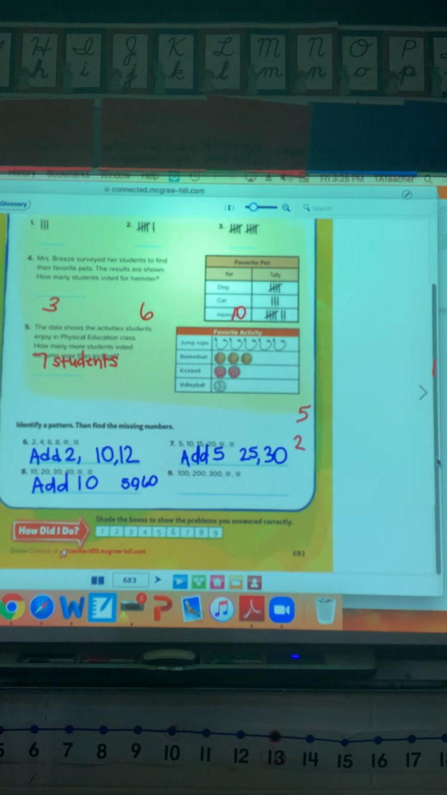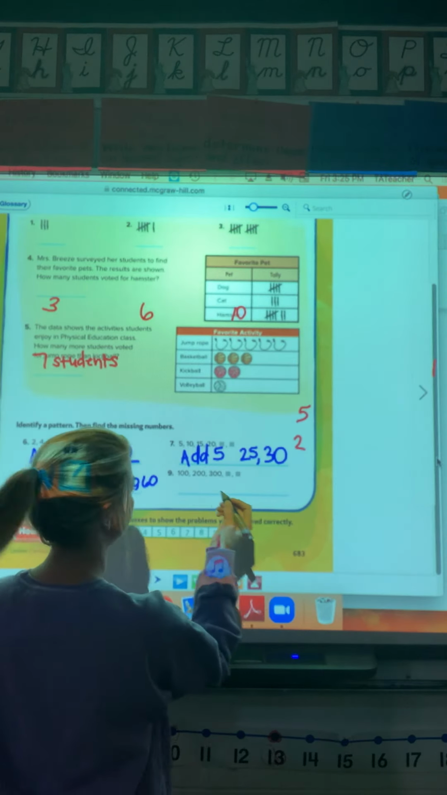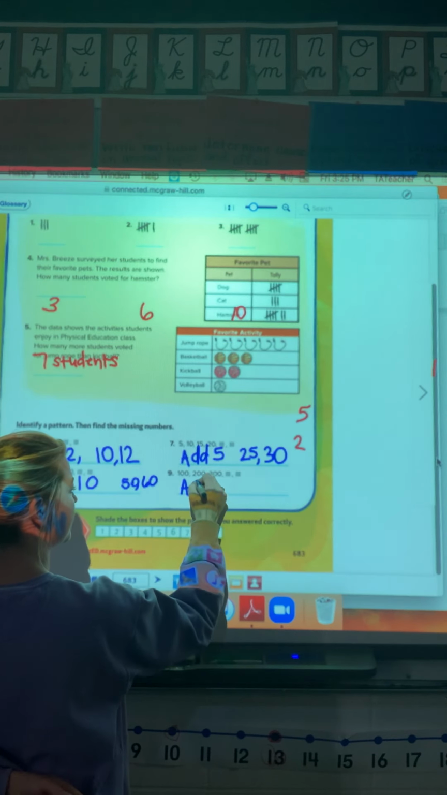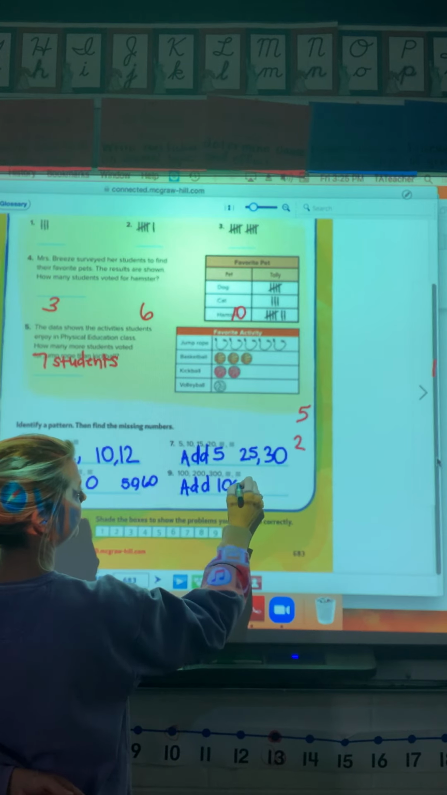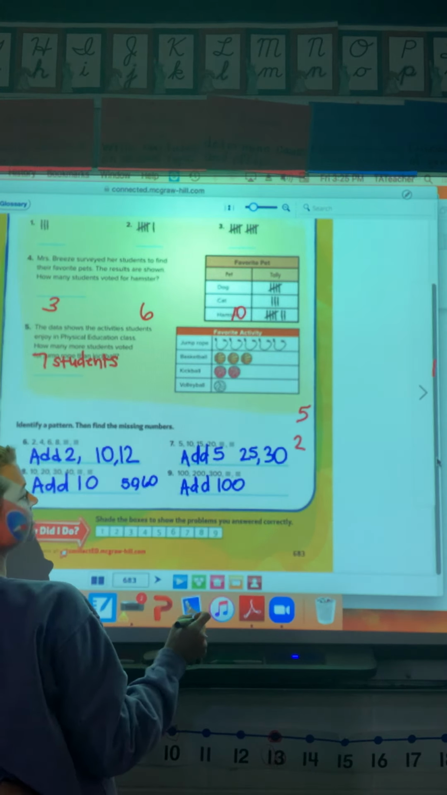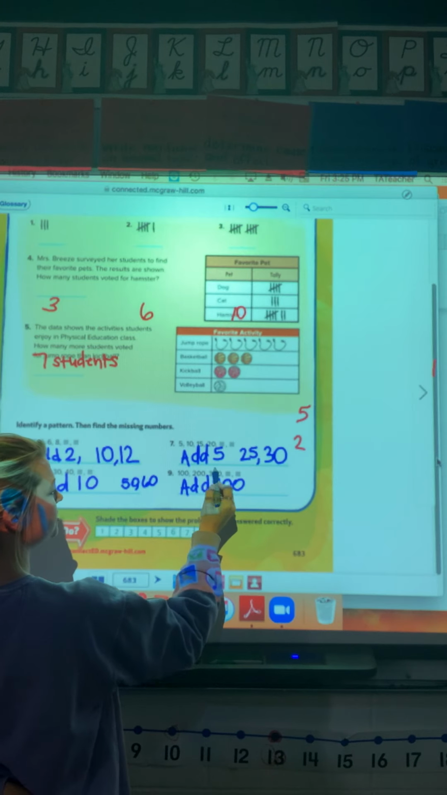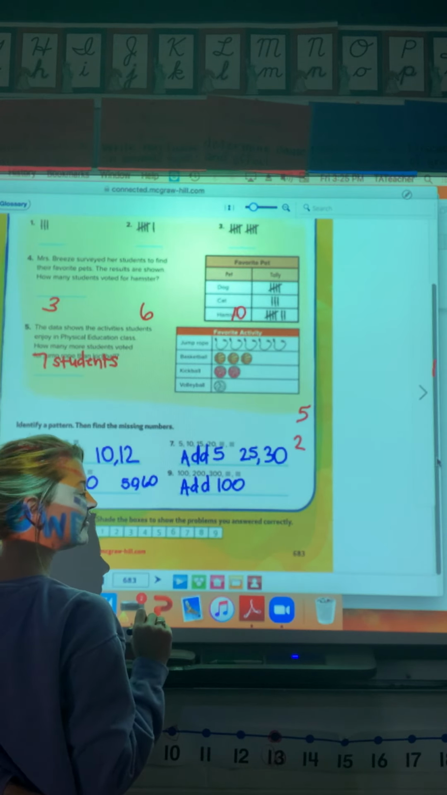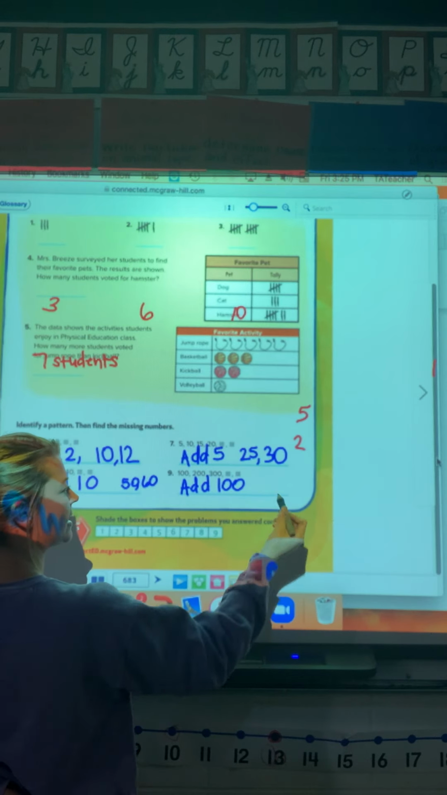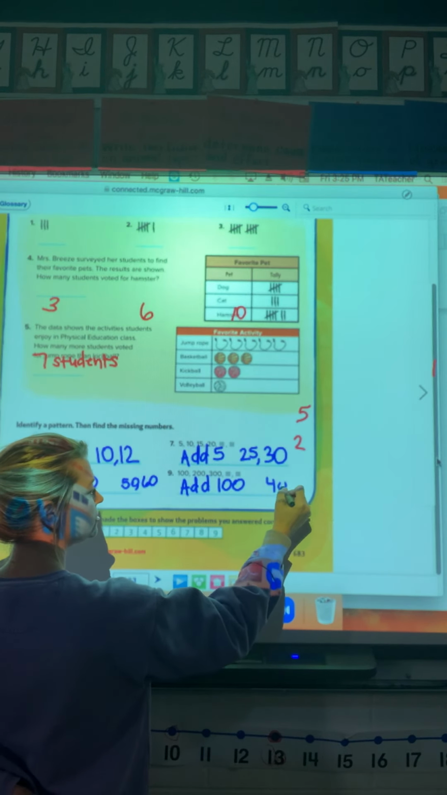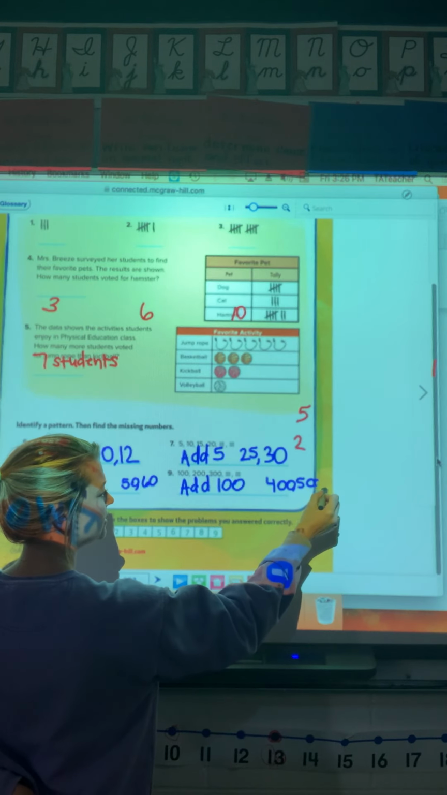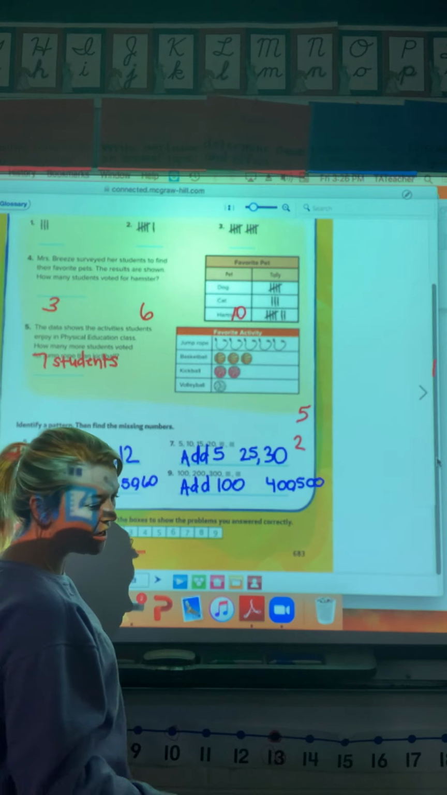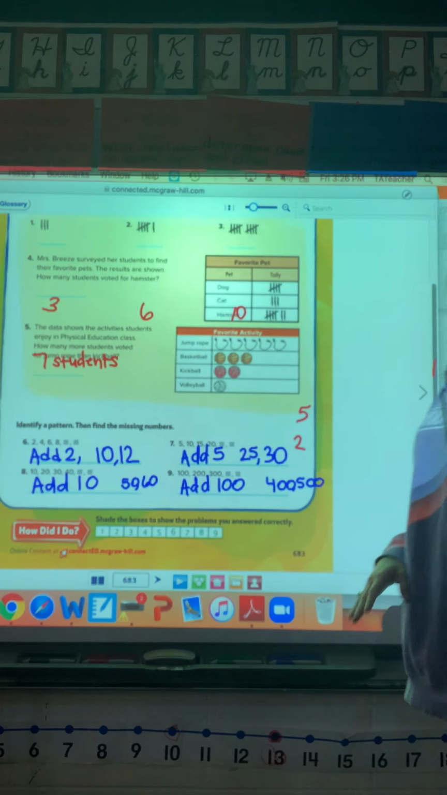All right, let's see if you can do number 9 on your own. Identify the pattern. All right, our pattern is add 100. All right, what would our missing numbers be? We have 100, 200, 300. If I continue with this pattern, then I will be at 400. And the next number would be 500.